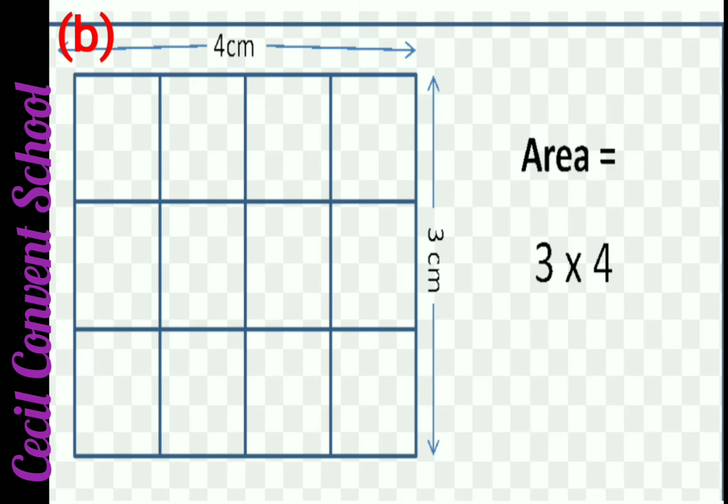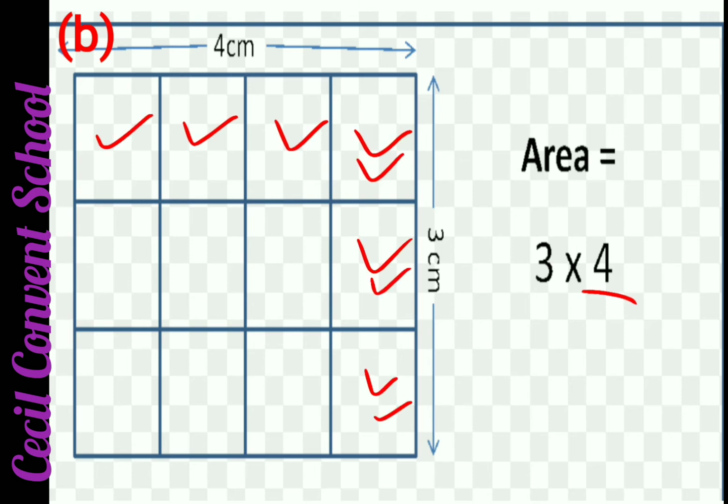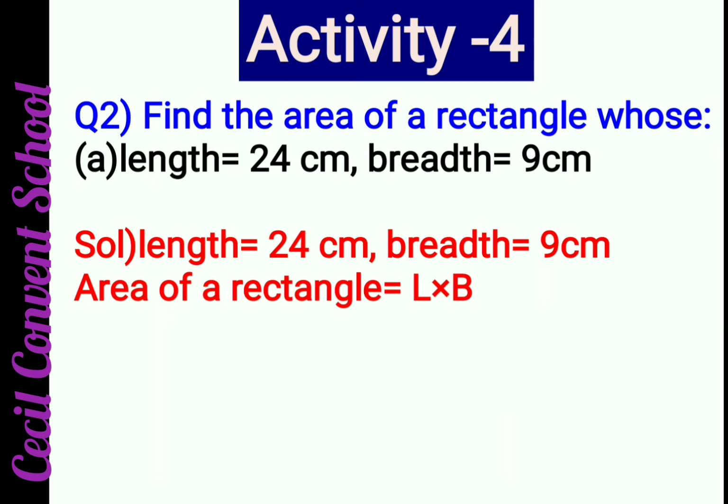Now how many boxes does it have? 1, 2, 3, 4. So you write 4 like this, and then 1, 2, 3 vertically, so it will be 3 into 4. The answer will be 12, and since the centimeter word is written, it will be 12 centimeter square. These two parts of question number 1 of Activity 4 you will do in the book only. Clear? Now we do question number 2, and question number 2 of Activity 4 you have to do in the maths copy as I am doing.